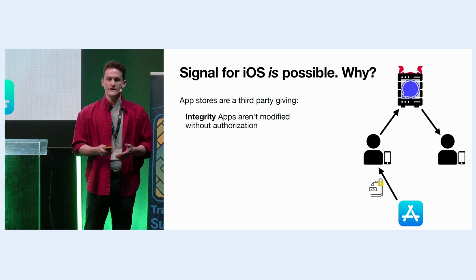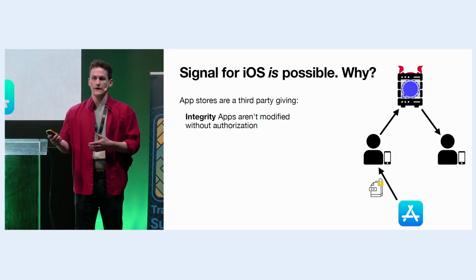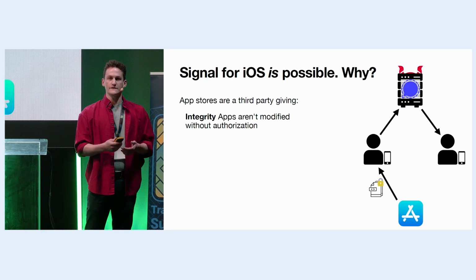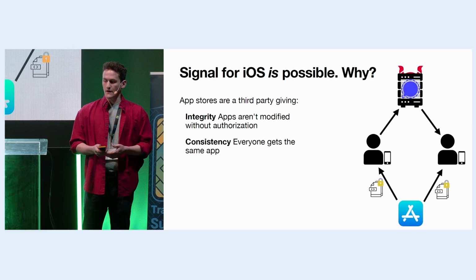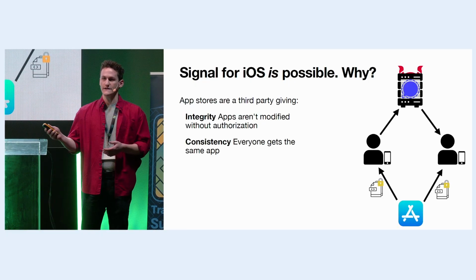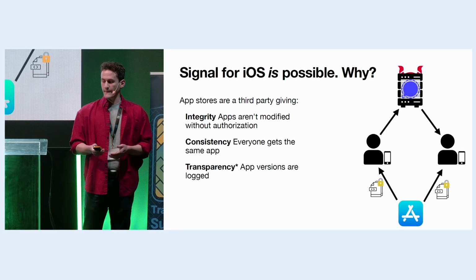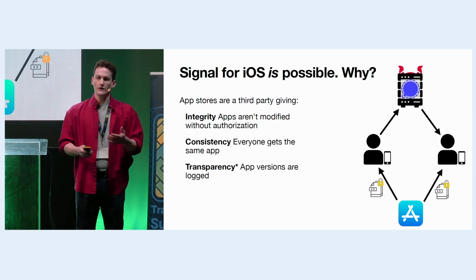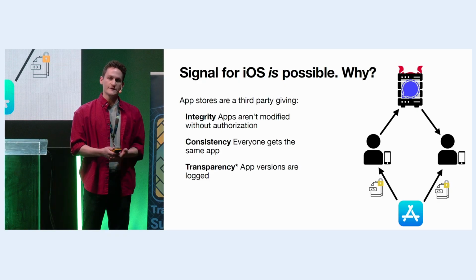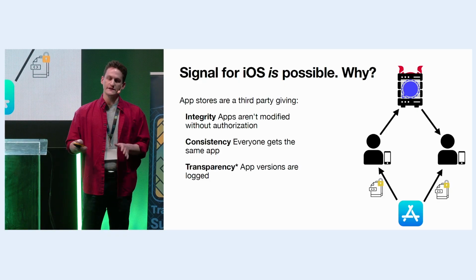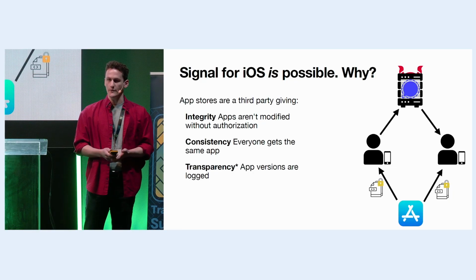Integrity, which is it is difficult to maul the apps once they are sent by the App Store. Consistency, which is to say that every user gets the same app, roughly. And transparency, which is that app versions that are published by the App Store are visible at the very least to the developer themselves. And some app stores do this to an extent and some don't, but this is roughly a property that exists.